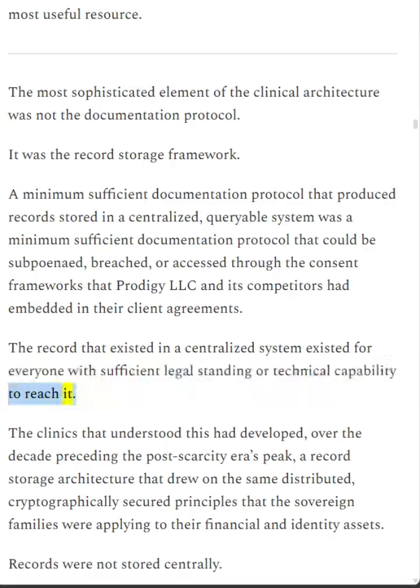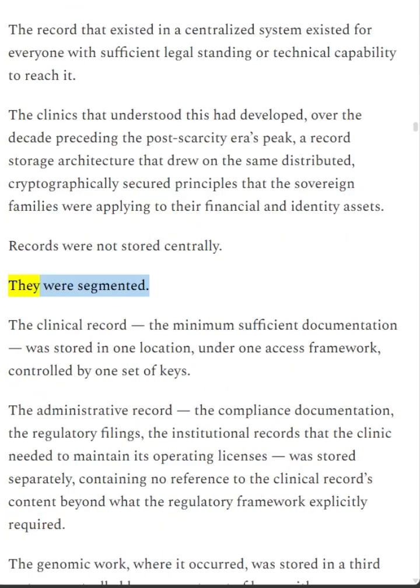The record that existed in a centralized system existed for everyone with sufficient legal standing or technical capability to reach it. The clinics that understood this had developed, over the decade preceding the post-scarcity era's peak, a record storage architecture that drew on the same distributed, cryptographically secured principles that the sovereign families were applying to their financial and identity assets. Records were not stored centrally. They were segmented. The clinical record, the minimum sufficient documentation, was stored in one location, under one access framework, controlled by one set of keys.